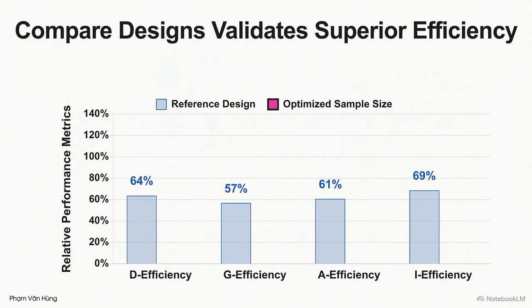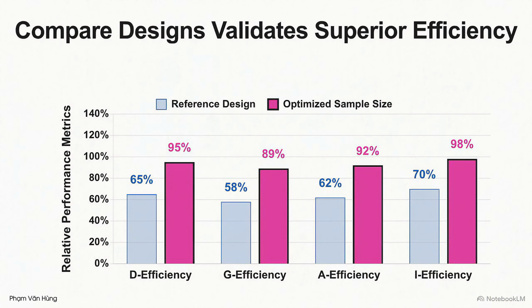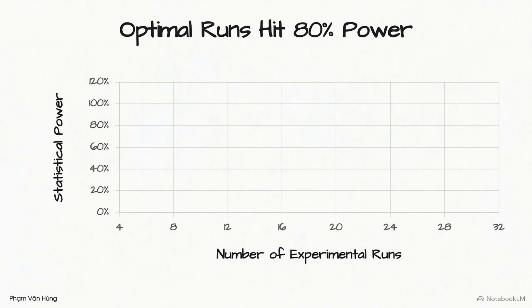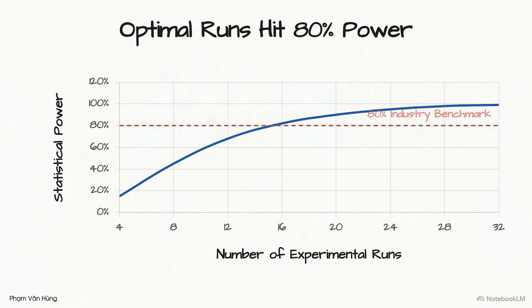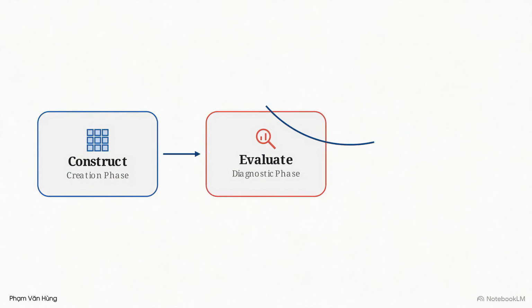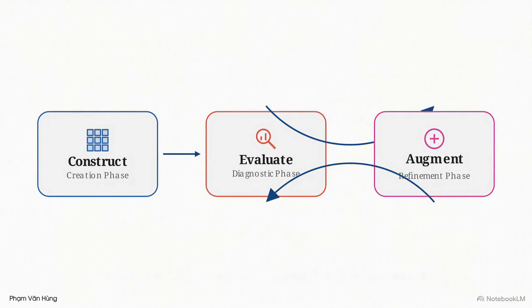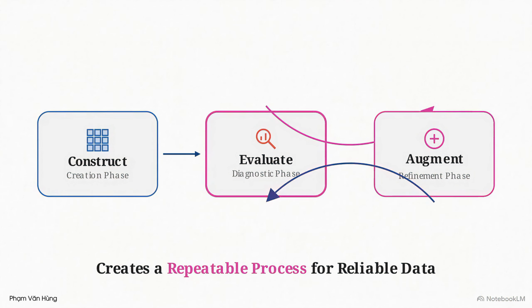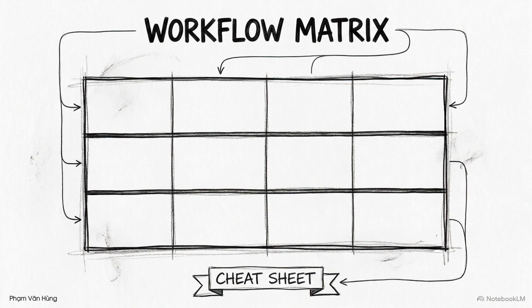Finally, Compare Designs and Sample Size Explorers provide a logistical check. They allow you to see how different designs perform against each other and determine the minimum number of observations required to achieve statistical power. This sequence, moving from construction to evaluation and augmentation, creates a repeatable process for generating reliable experimental data. This mapping summarizes the workflow.